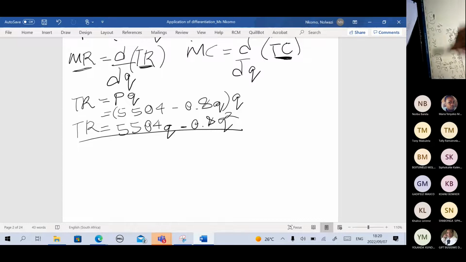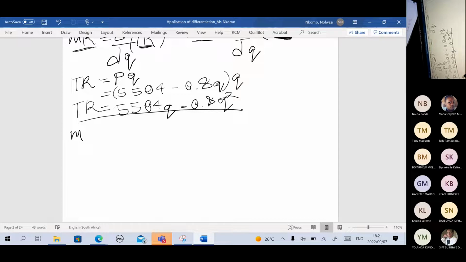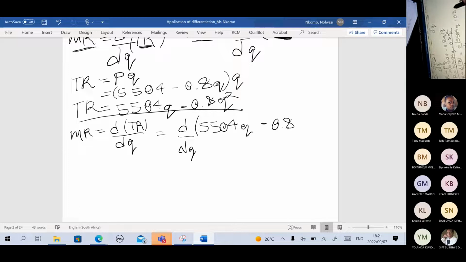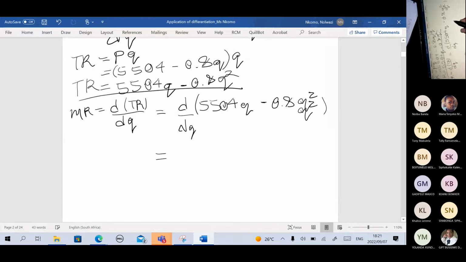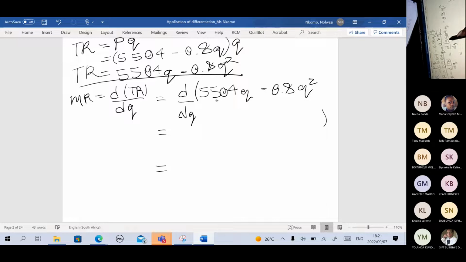So now we have the total revenue and we do have the total cost, meaning we can now find the marginal revenue and the marginal cost, because they said we should use that. The marginal revenue is the derivative of the total revenue with respect to Q. So the derivative with respect to Q of 5,504Q minus 0.8Q squared. If you differentiate 5,504Q, what do we get? Anyone? Guys, are you still there?